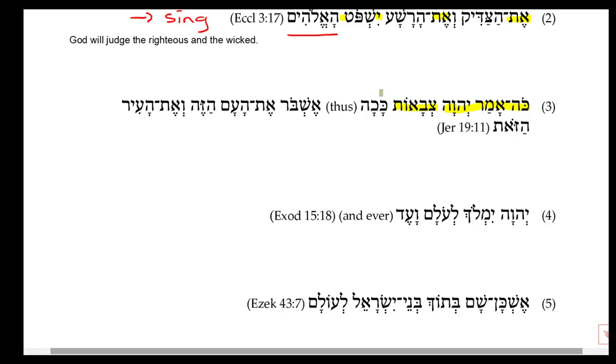We can kind of say now we're looking at quotation marks after this point. This is what he says. I could just put some quotation marks in here, even though obviously there's nothing in the Hebrew text that gives you a quotation mark. And then it tells you kaka means thus.